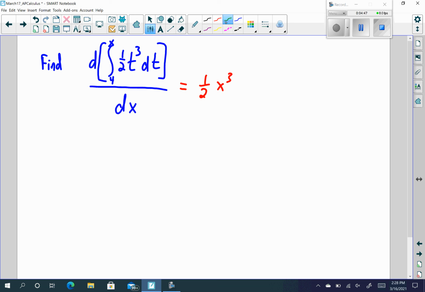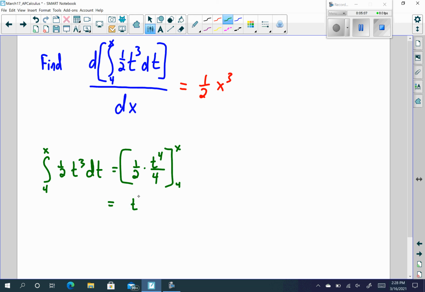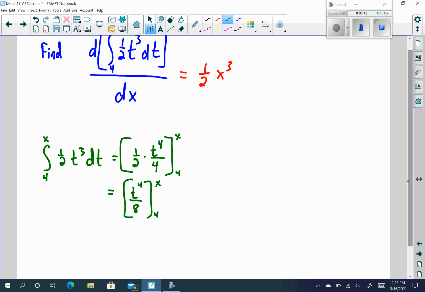Now again, if we wanted to, this is just showing why we're able to do that. We start with the integral, take the antiderivative, so we're going to have 1/2 times t to the 4th over 4 from t goes from 4 to x. We could simplify this. We could just show it's t to the 4th over 8. Notice again the bottom number is a constant, the top part's a variable. So this becomes x to the 4th over 8 minus 4 to the 4th over 8.